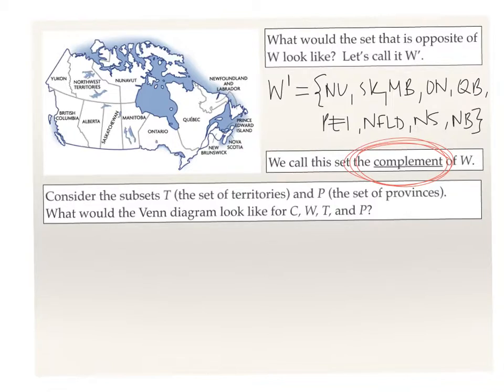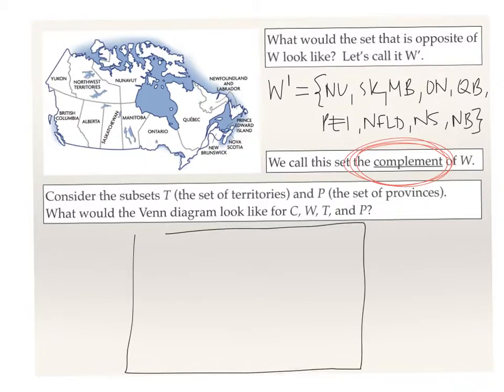Now, the first thing to know is a lot of the time in this unit, the universal set, in this case Canada, we'll draw it as just a rectangle. It makes it a little bit easier to do the rest of your work. So if I draw a big rectangle and I call that C, that's all of Canada. All those other things, territories, provinces, Western provinces and territories, are all inside of Canada. So all those circles are going to go inside of Canada. So I'll just draw W first, because we already kind of did W.